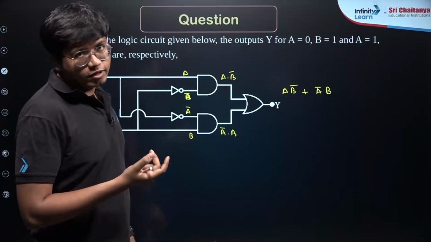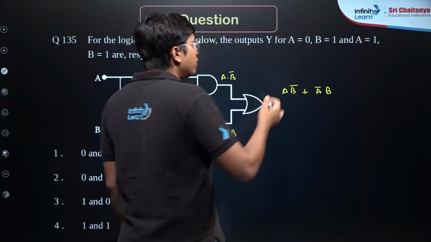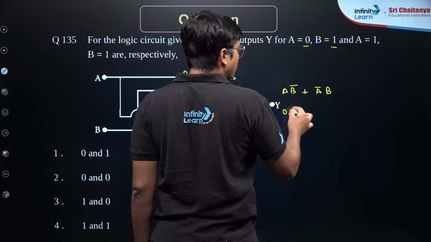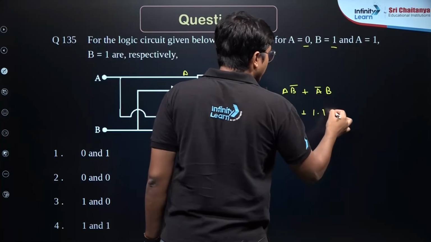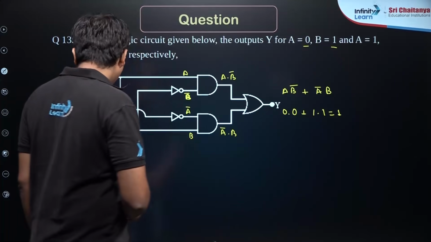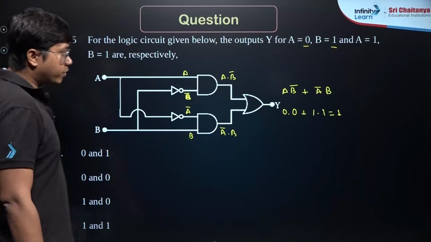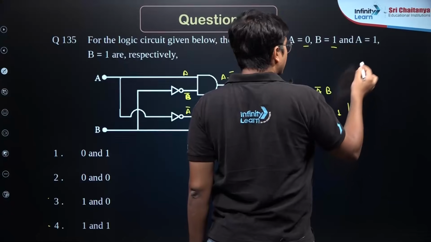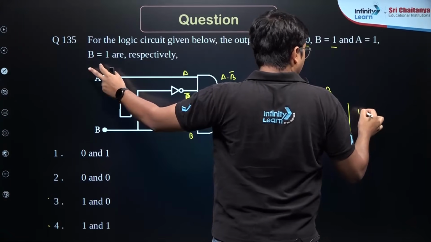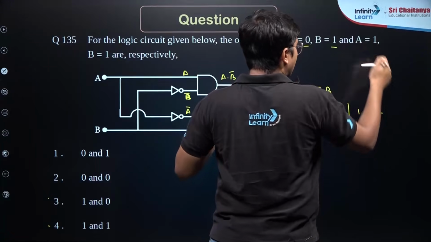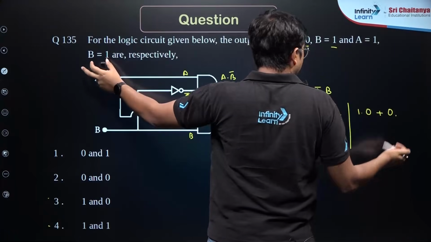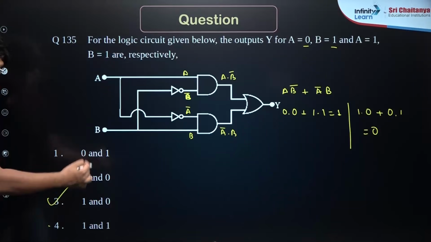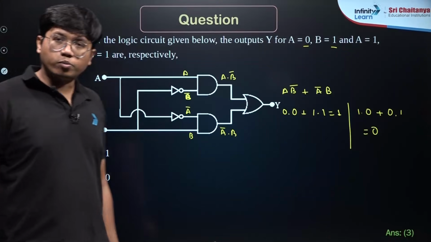Now in here you put the different values in. If I put A equal to 0, B equal to 1, that's basically 0 dot B bar, which will become 0. A bar is 1, dot 1. So you'll get 1 in the first case. So it's either this one or this one. The next case, A is equal to 1. If you put A as 1, B is 1, so B bar will become 0. Plus A bar is how much? 0. Dot with B is 1, doesn't matter, you get 0. So it is 1 and 0, it will be 0 in the second case, option 3.